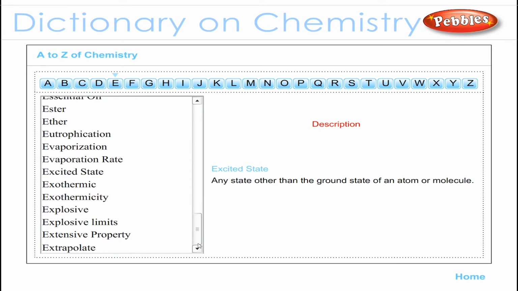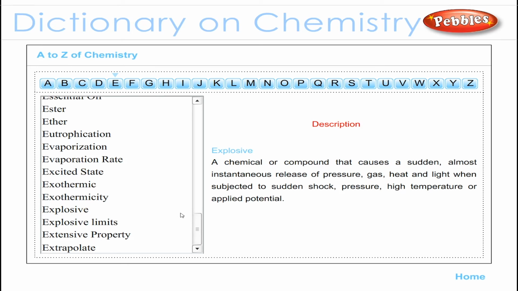Excited state, any state other than the ground state of an atom or a molecule. Exothermic, describes processes that release heat energy. Exothermicity, release of heat by a system as the process occurs. Explosive, a chemical or compound that causes a sudden, almost instantaneous release of pressure, gas, heat, and light when subjected to sudden shock, pressure, high temperature, or applied potential.